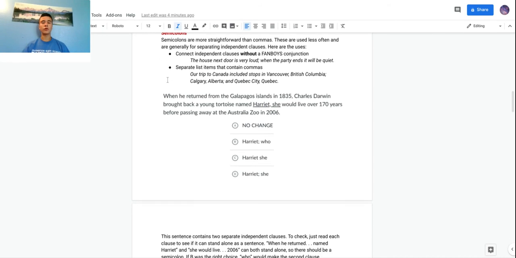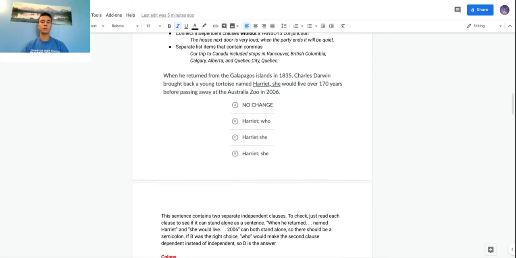And then the next one is to separate list items that contain commas. So here it says our trip to Canada included stops in Vancouver, British Columbia, Calgary, Alberta, and Quebec City, Quebec. So here, if you didn't have semicolons, if you just had commas, it would be just a list of 6 different things. And yeah, it just wouldn't be correct because Vancouver, British Columbia, Calgary, Alberta, the list items here already contain a comma, so it should be a semicolon instead of comma to separate them.